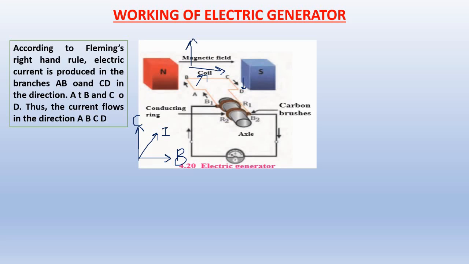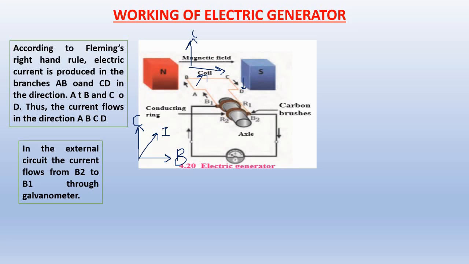Because of this, the induced current will flow from A to B to C to D, that means perpendicular to both the magnetic field and the coil, and that is why the direction of the current is from A to B to C to D. Now this happens in the internal circuit, okay, inside the coil. Now let's see what happens when the current reaches the point D.